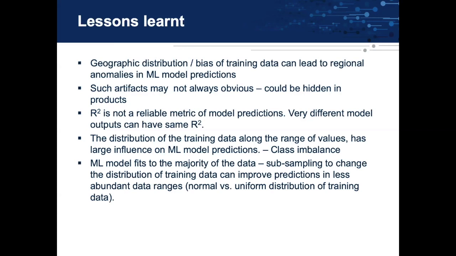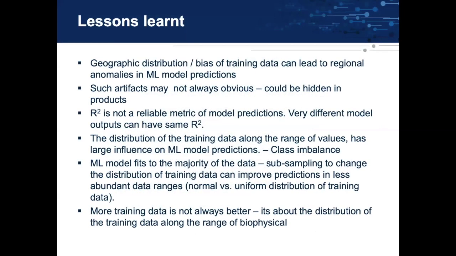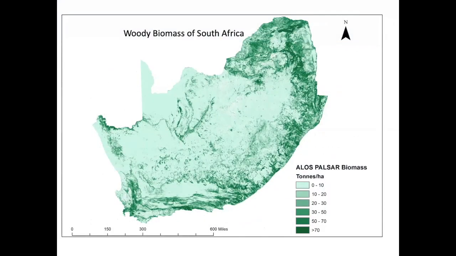And therefore, because the model fits to the majority of the data, the distribution of your data is very important. And by subsampling your data, changing the distribution of the data, you can improve the accuracy in certain ranges of your predicted variable. More training data is not always better. The distribution of the training data makes a very large difference. We applied the same approach to the whole of South Africa to produce a biomass output.